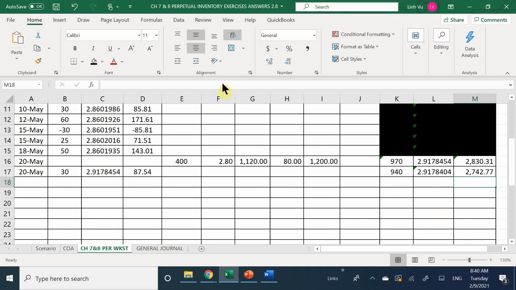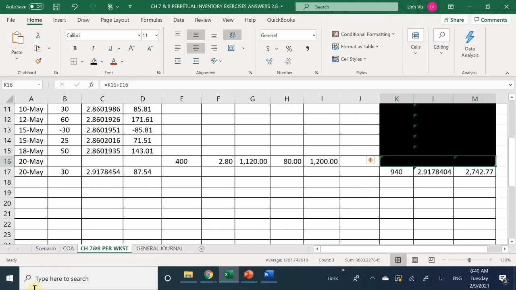27.15.77. Good. And of course, my new average cost per item is roughly the same. It's just changed by, again, 10,000th of a penny. Right?